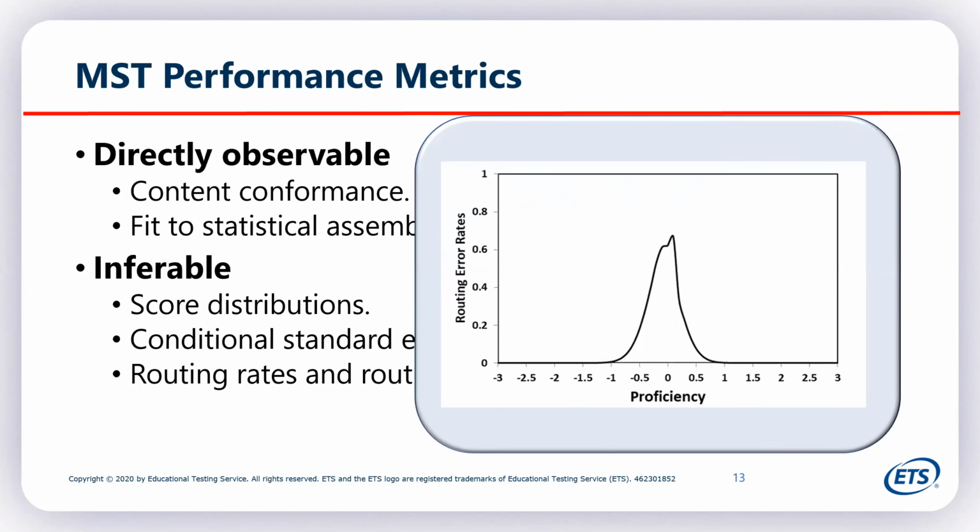Here are the corresponding routing error rates, and again, where we're making decisions, that's where we'll tend to make our errors, and our routing error rates tend to be highest at the routing decision points. But fortunately, if those decision points are located at the crossing points of our module information functions, the consequences of those routing errors may be negligible, in that the wrong route that you were sent along may be just about as informative as the right route that you should have been sent along.